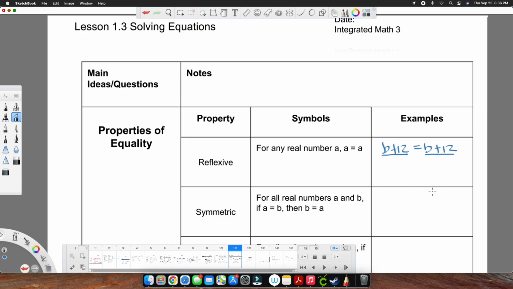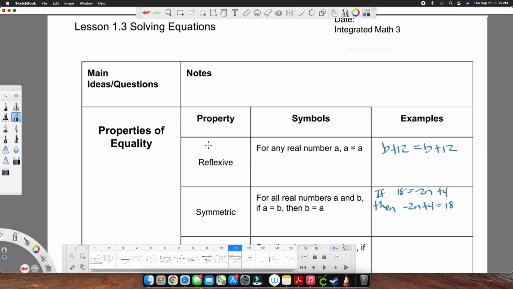All right. Symmetric property: for all real numbers a and b, if a equals b, then b equals a. So this is pretty common. We understand this one. We can flip it around. It doesn't change the equal sign. So it says if 18 equals negative 2n plus 4, then negative 2n plus 4 equals 18. So they just flipped it around. It means the same thing. So I'm not changing anything. I'm just flipping it around.